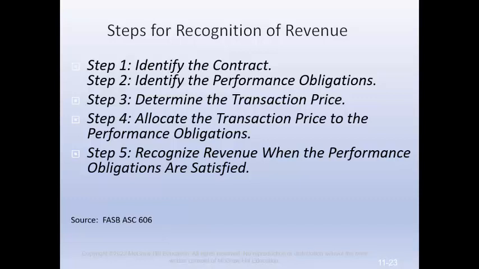FASB ASC 606, which superseded much of the previous industry-specific guidance, establishes a 5-step process for recognizing revenue from contracts with customers. These 5 steps are to identify the contract and the performance obligations, determine the transaction price and allocate the transaction price to the performance obligations, and last, recognize revenue when the performance obligations are satisfied.